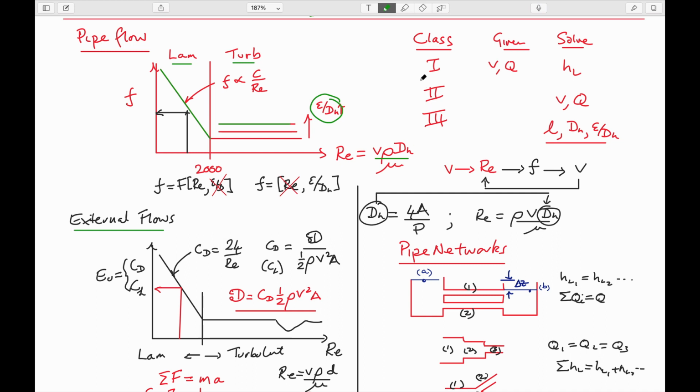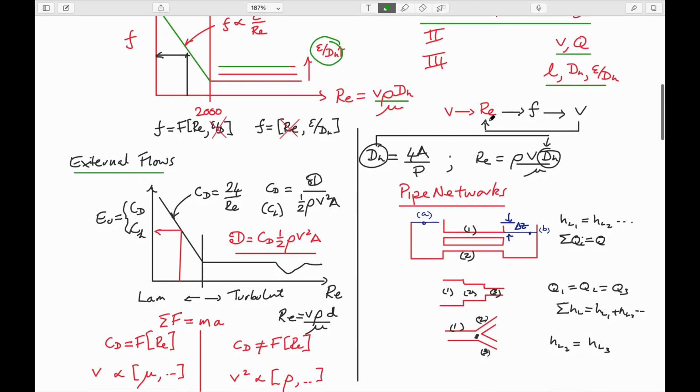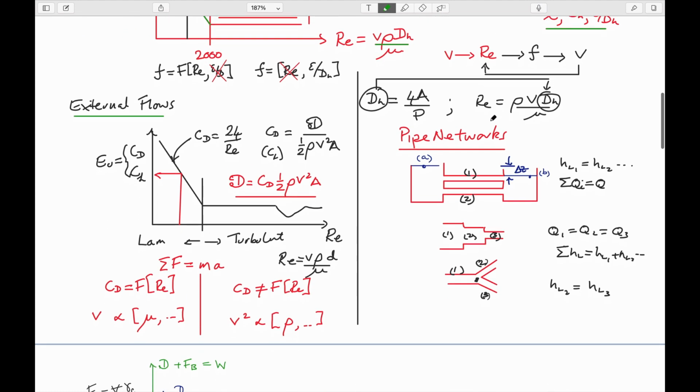We have 3 classes of pipe flows. Class 1, where velocities are given or flow rates are given, which are definitely the easiest to solve. And we have class 2 problems where you have to solve for velocity, or class 3 problems where you have to solve for geometry. And the questions in this, I think, are in terms of class 1, as I recall. But anyway, you know how to solve all 3 of them.